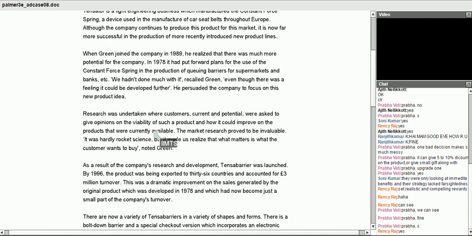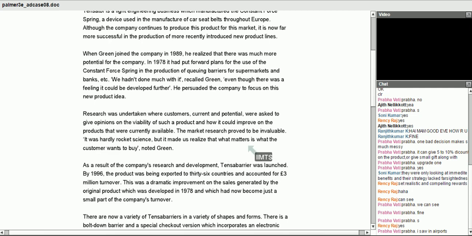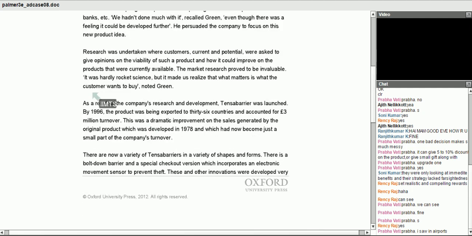So people were asked to give their opinions and how it could improve on the products that were currently available. This market research proved to be invaluable. It was hardly rocket science, but it made us realize that what matters is what the customer wants to buy, noted Green. Okay, so he was a very good believer of his faith.